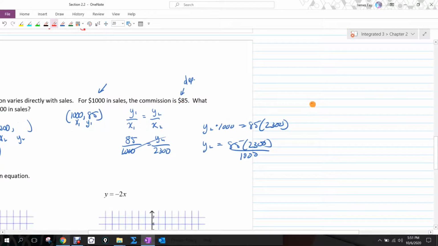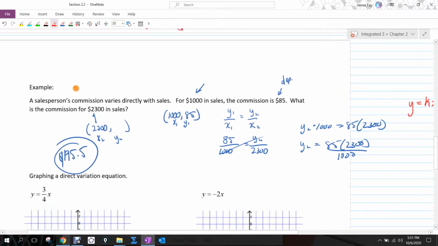But like I said, if we know commission varies directly with sales, we just got to pay attention to what it says: commission varies directly with sales. That means commission equals K times sales, something like that. That's the way we could write that, where commission is the Y value and sales is the X value.